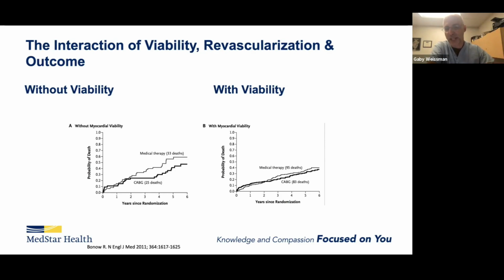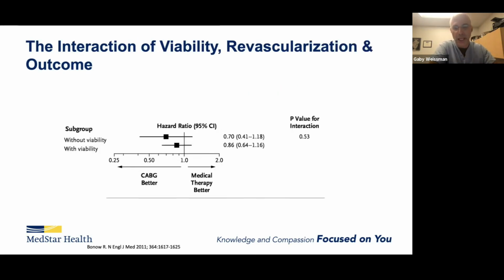This would suggest that yes, viability is important in prognosis. What is not important is deciding on therapy. In both cases, surgery may be appropriate. And you can see here how that looks. CABG may be better in both groups, but there are error bars around it, so they both cross the identity plane here. So no interaction, unclear what to do with that.